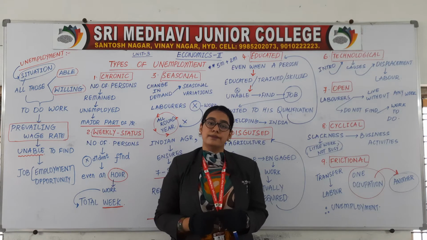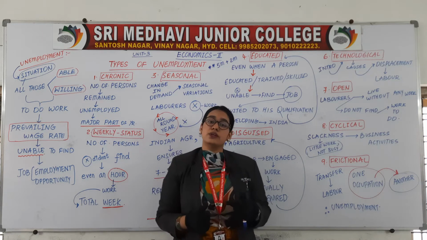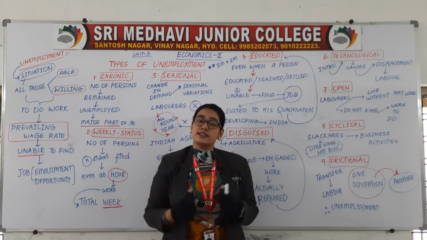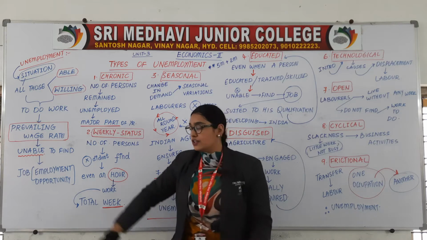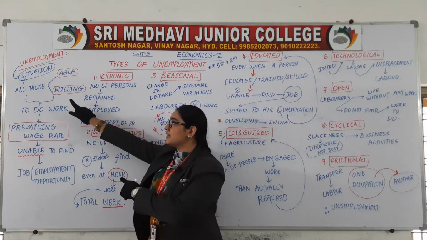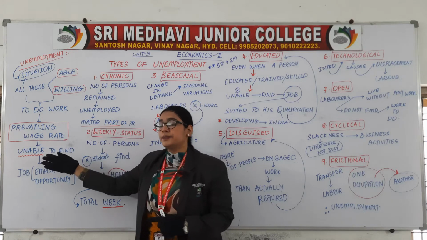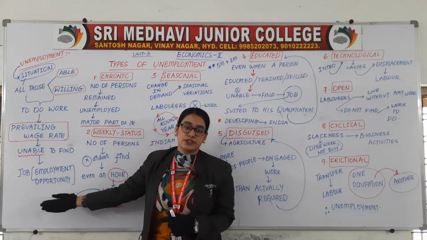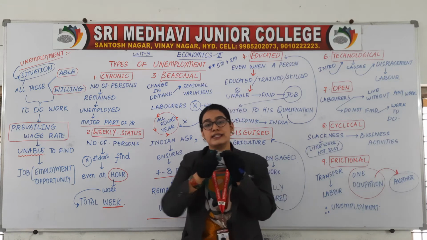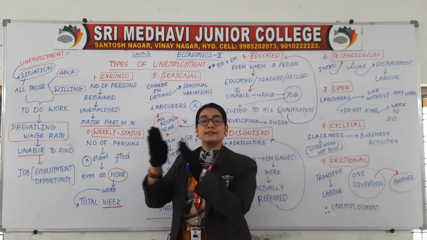But there is a certain problem, like, madam, you are saying that you want to do the work, you have the ability to do the work, and you are also willing to do the work at the prevailing wage rate. Then what is the problem? Still why are you jobless? Because you are unable to find job opportunities. Even though a person who is able and willing to do the work at prevailing wage rate is unable to find any job opportunities, any employment, then that kind of person is said to be unemployed. In simple words, you can say a jobless person.